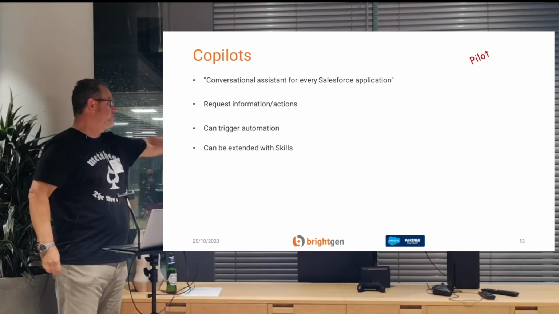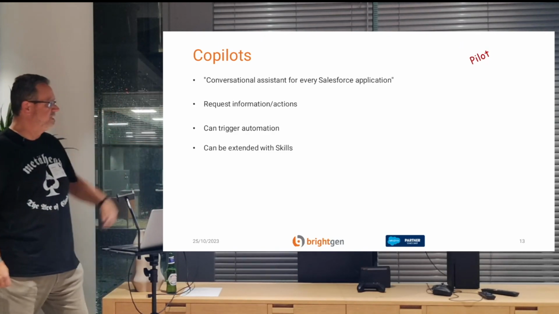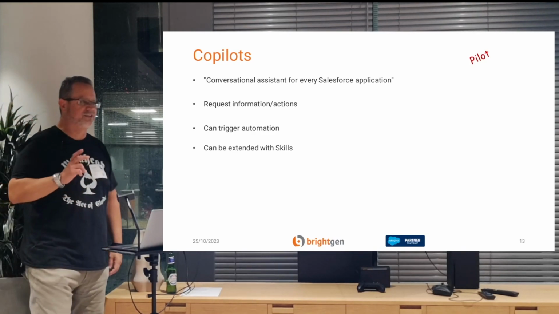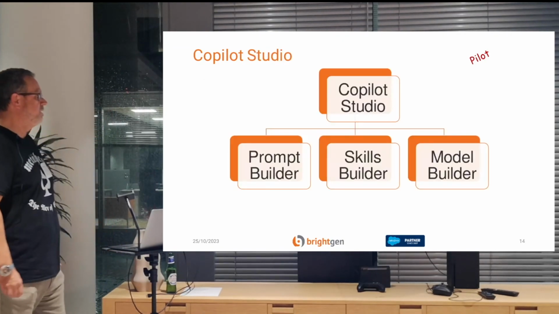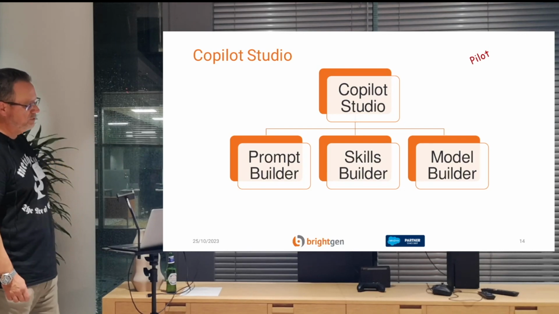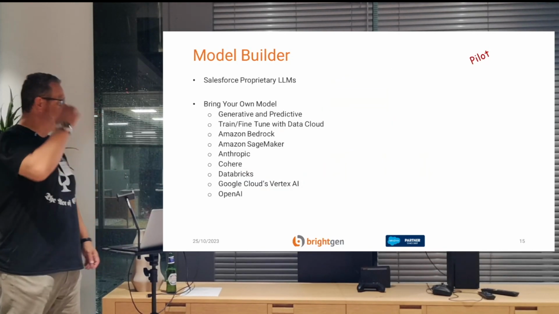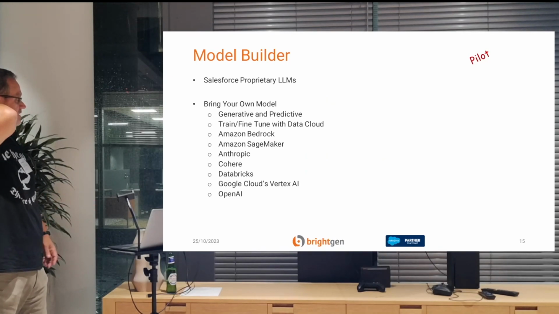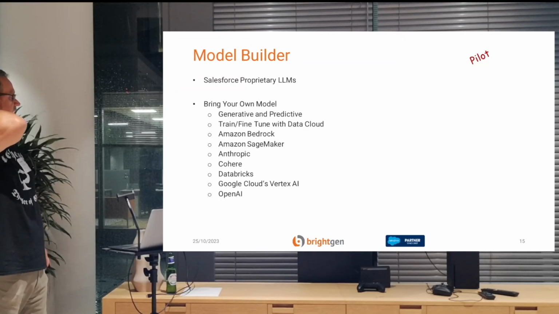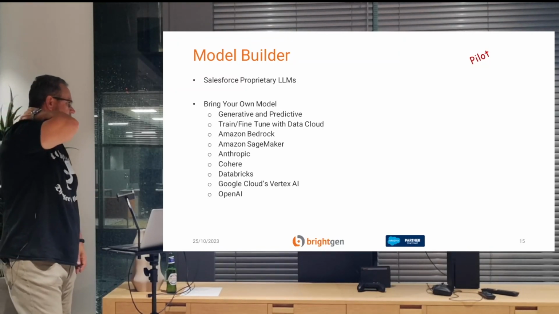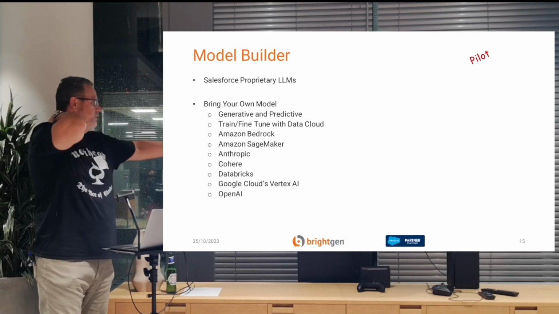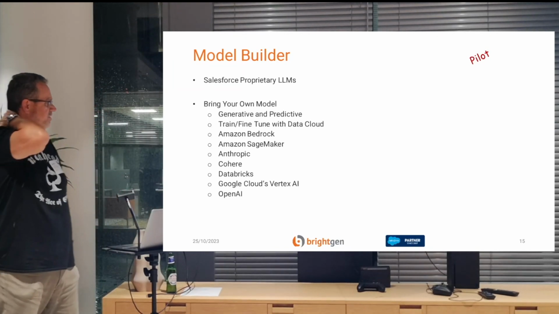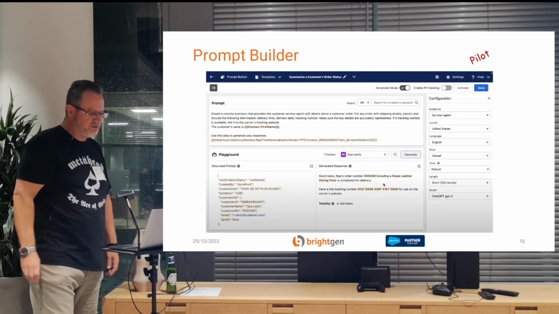But the key thing is, as well as requesting information, it can trigger automation. And you can extend it with skills, which I'm going to try and talk about a bit, but actually skills are kind of so nascent at the moment, it's a bit difficult to say too much about them. But anyway, Copilot Studio is made up of Prompt Builder, Skills Builder, and Model Builder. Model Builder is not very exciting. You can create a model using the Salesforce proprietary large language models, or you can bring your own model, and that can be predictive, generative, not really sure how the generative stuff works at the moment. Training and fine-tuning with Data Cloud. Yeah, that sounds interesting. And it's going to support all these various bits and pieces, but I think SageMaker is going to be the first one. That's all going into pilot at the moment, so that's not very interesting.